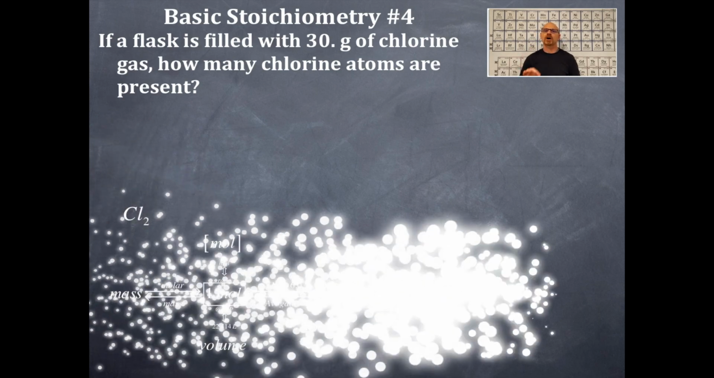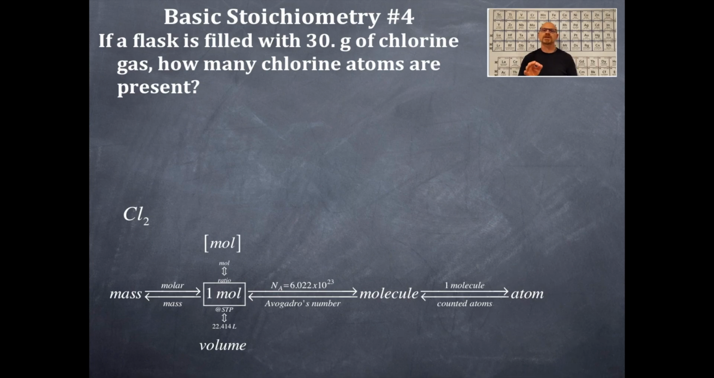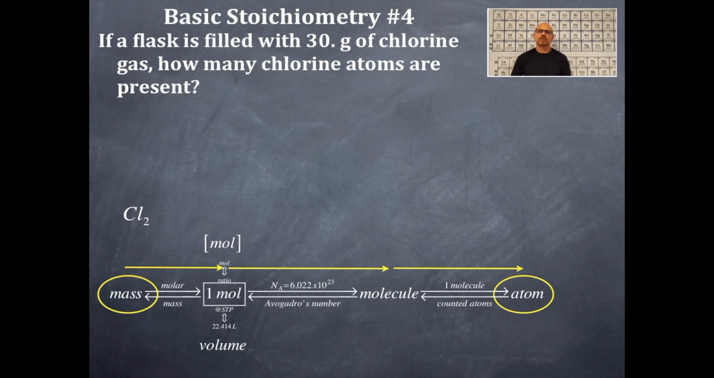Now we're going to write down our flow chart. What are we starting off with? We are starting off with grams, which is a mass. And what are we going to end up with? Chlorine atoms. And that's way over on the other side. Is there a direct route? Can you go from mass to atoms in one step? The answer is absolutely not. So the first thing I'm going to do is go from mass to moles. That's using the molar mass. Then from moles to molecules. That's Avogadro's number. And then from molecules to atoms. So let's step this out and see if you can follow along.